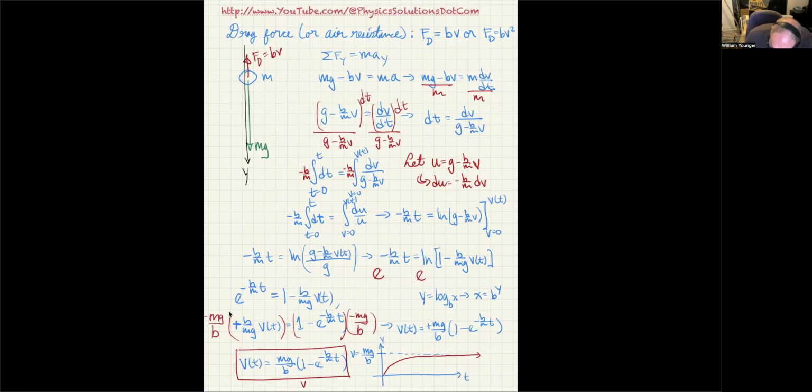And it also tells us that v terminal is equal to mg over b, which is obviously exactly what I said when I said mg equals bv implies terminal velocity. You see that solving for v, you get mg over b. So that is actually the terminal velocity. v terminal is equal to mg over b. So that's another answer that's important.